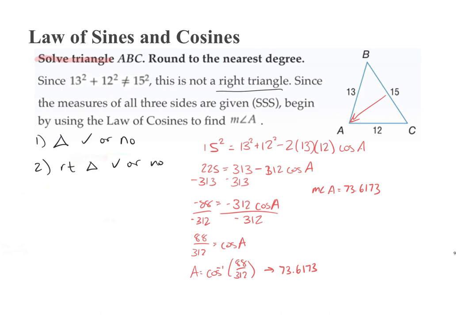All right. Now, as much as I love law of cosines, I'm not doing all that again for the next angle. Instead, I'm going to switch to law of sines because now I have angle A. So what I'm going to do is use law of sines to find angle B. So here we go. Sine of 73.6173 divided by 15 is equal to sine of B over 12. Now we cross multiply and try to get sine of B by itself. So 12 sine of all of that is equal to 15 sine of B. Now divide by 15.